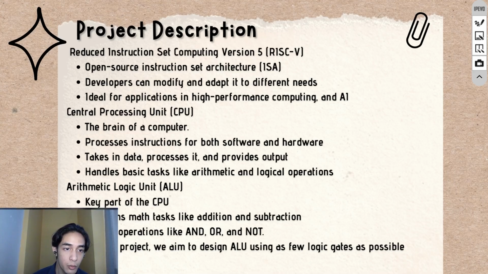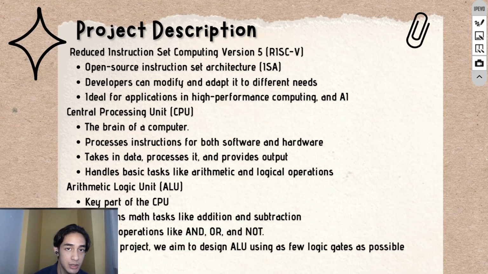The CPU, mostly known as the brain of a computer, processes instruction for both software and also hardware, takes in data, processes it, and provides output. And it also handles basic tasks like arithmetic and also logical operations. Next, ALU, which is the key part of the CPU. It performs the math task like addition, subtraction, and also logical operations like OR and NOT.